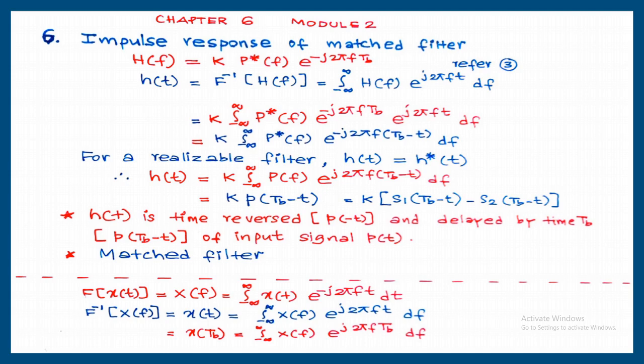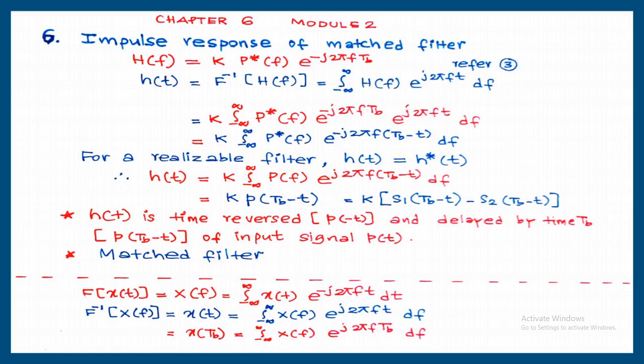In the previous module we have derived the transfer function of matched filter, that is H of f is equal to k into P complex conjugate of f e raised to minus j 2 pi f Tb, where k is a constant, that is actually the gain of matched filter. This is the transfer function of matched filter, and when you take the inverse Fourier transform of it, we will get the impulse response.